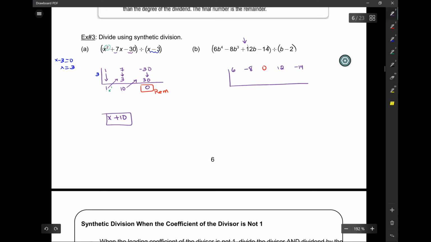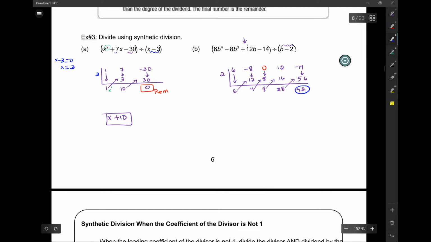Outside, we're going to take b minus 2, set it equal to 0. b is equal to 2, so I put 2 here. Now, the process is the same. First number comes down for free, and this gets multiplied by 2, 12. You add 4. Multiply by 2. You add 8. Multiply by 2, 16. You add 28. Multiply by 2, 56. You add 42. Okay, so this is the remainder.